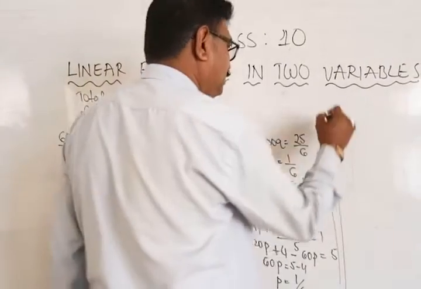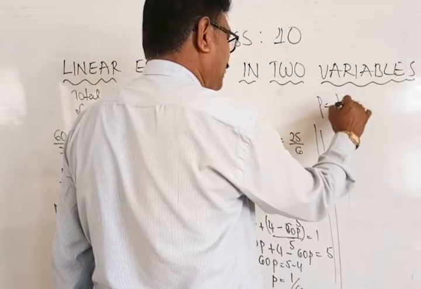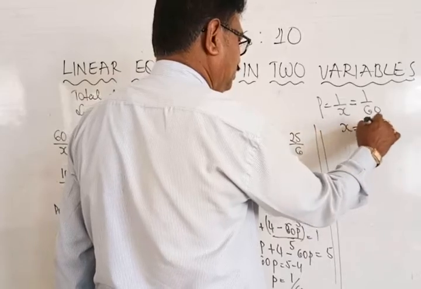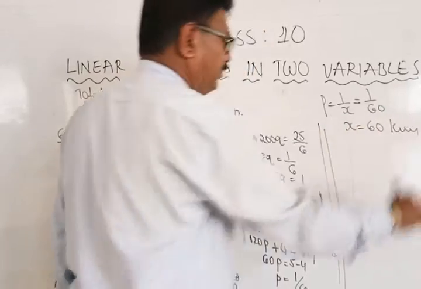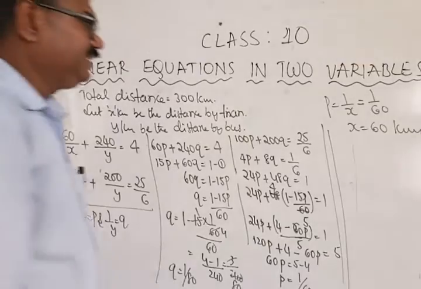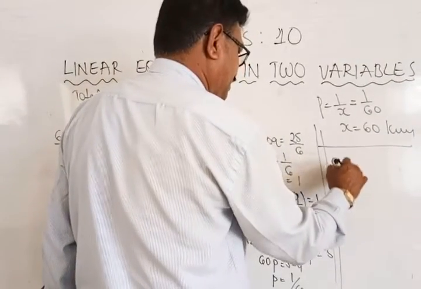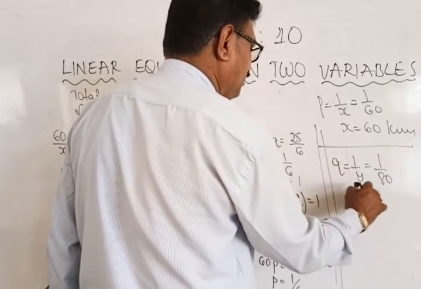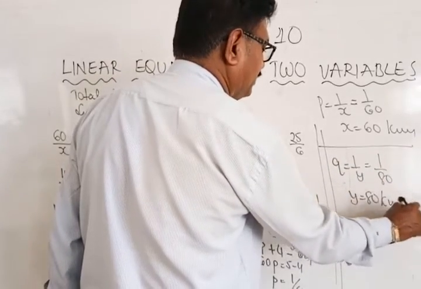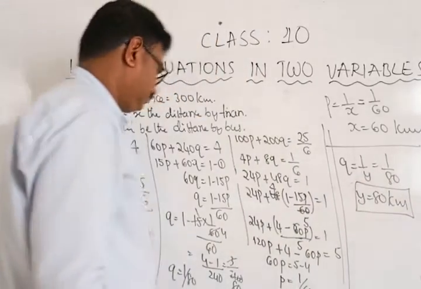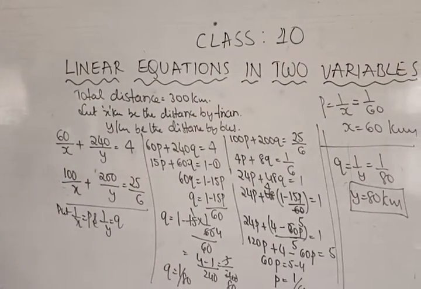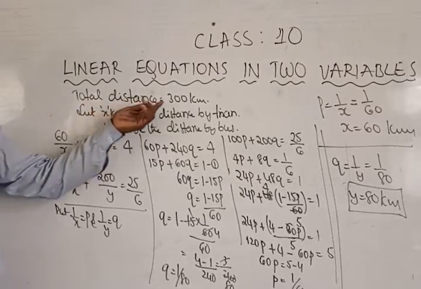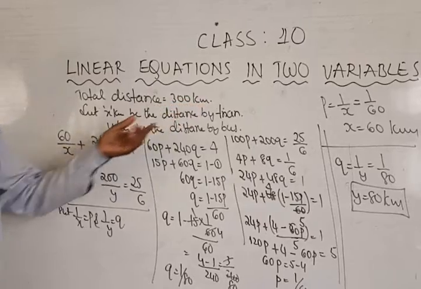Now you can write p is equal to 1 by x equal to 1 by 60. Therefore, x equal to 60 kilometers. Next one, q equal to 1 by y equal to 1 by 80. Therefore, y equal to 80 kilometers. Okay? Therefore, you see total distance equal to 300 kilometers.